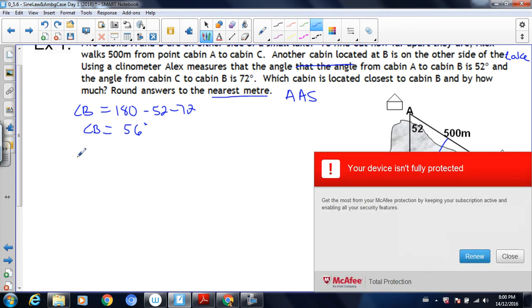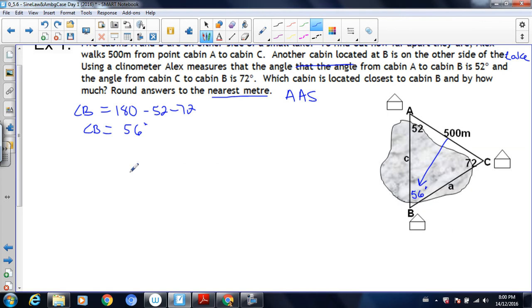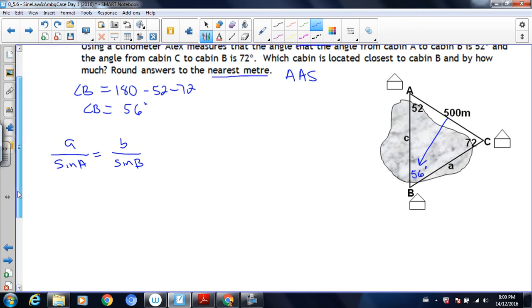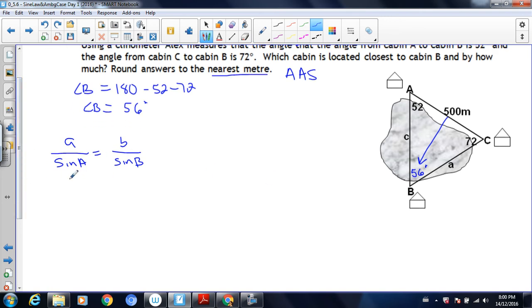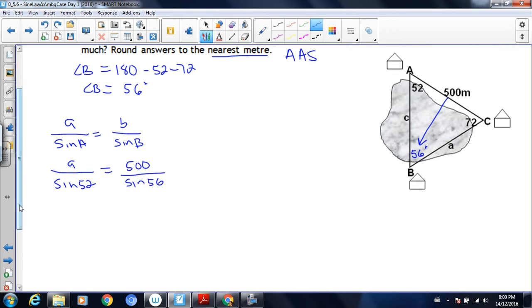So if I want to solve for side A, I have side A over sine of A, which is equal to side B over sine of angle B. Now, side A I don't have, but I have my angle A, so side A over sine of 52 is equal to side B, which is 500, over sine of angle B, which is 56. Now, I need to solve for A. That is the variable I need to solve for.